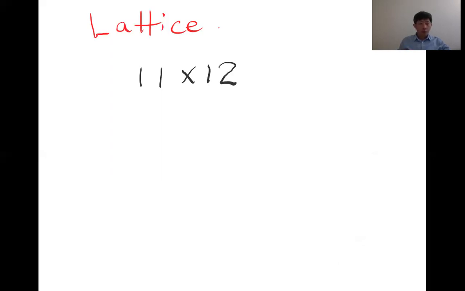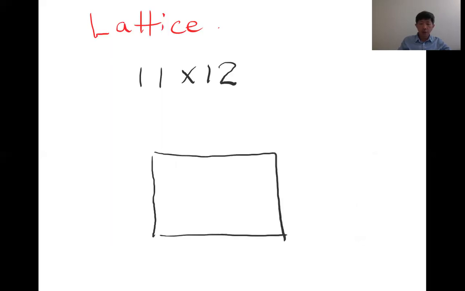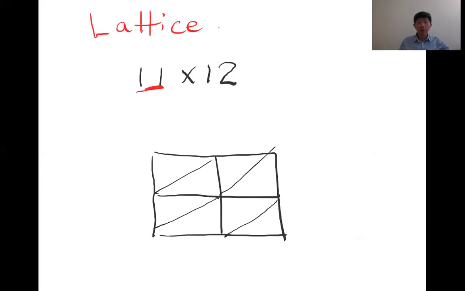So let's get started with the lattice method. For the lattice method, you take 11 times 12. Basically, you draw a box like this, and you draw a box like this, all right? Now, 11, where do we put 11? This is 11, so we put a 1 and 1 there. What about 12? We put a 1 and 2 there, okay? Let's get started.